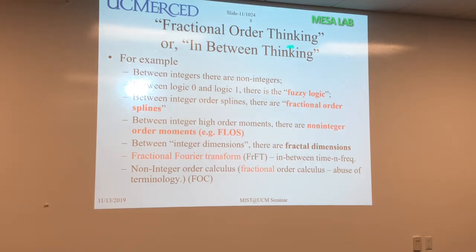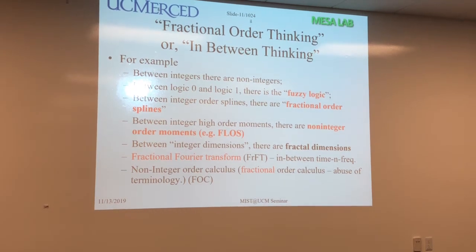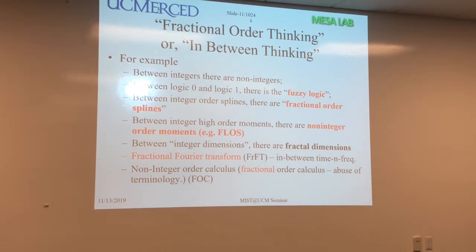So I call this fractional thinking. When you ask, what's in between integers? There are non-integers. What's in between logic 0 and logic 1? There are fuzzy logics. So something in between, right? For integer order splines, you have cubic splines, you have quadratic splines. Then people started talking about fractional order splines since 1990, okay?